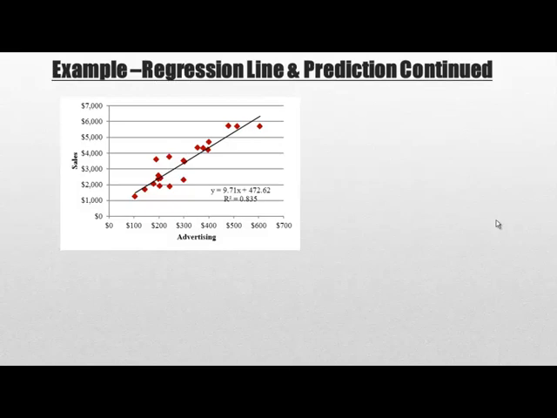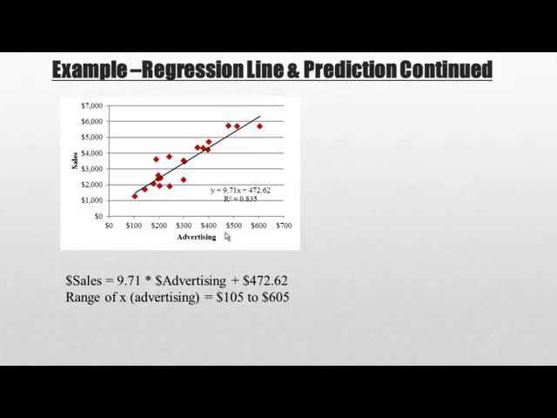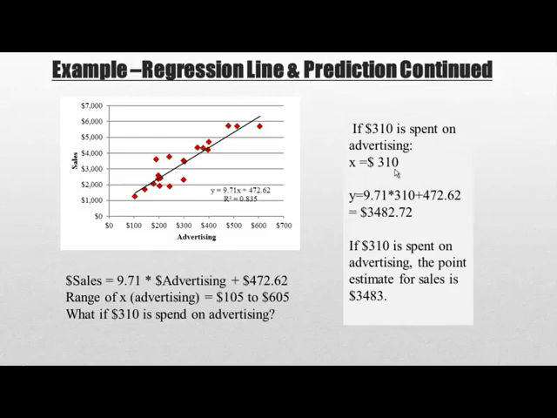So how can you use that for prediction? So if we write the equation, we know that the range of x from our sample goes between 105 and 605. So let's go ahead and say $310 is spent on advertising, which is within our range. If I would have tried to say 700, we couldn't have used this model for it. So if $310 is spent on advertising, it looks about 3,500. You plug that into the equation, you come up with 3,482.72, rounded up to 3,483. So the point estimate for sales is 3,483.